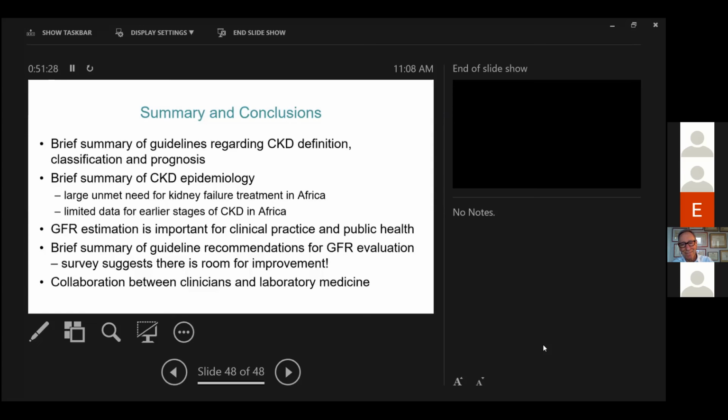Thank you very much, Prof. I think there's one more from Dr. Abdulaziz. Do you think screening for CKD in population is cost effective?